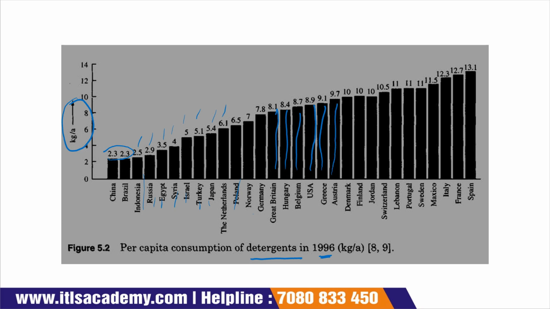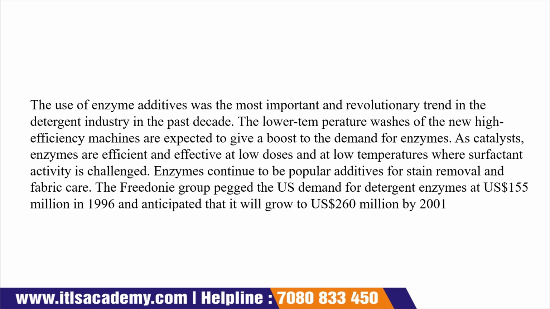Australia is around 9.7. Denmark is around 10 kilogram per year. Finland is around 10 kilogram. Jordan 10 kilogram. Switzerland 10.5. Lebanon 11, Portugal 11, Sudan 11, Mexico 11.5, Italy 12.3 kilogram per year, France 12.7 kilogram per year, and Spain is around 13.1 kilogram per year. And this data is taken in 1996.